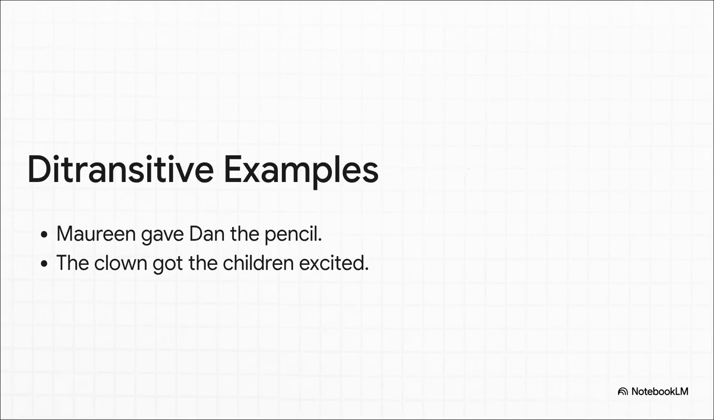Or take a look at this hilarious one. The clown got the children too excited. The action of getting transfers to the children, and it results in the object complement of them being excited. Using these is exactly how you build really rich, multi-layered descriptions in your writing.